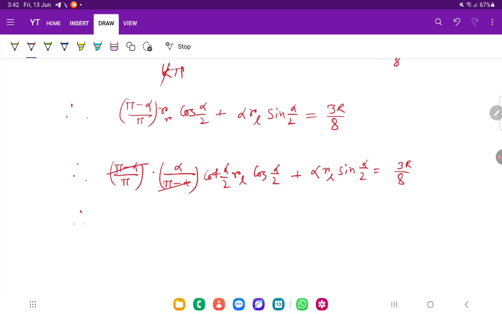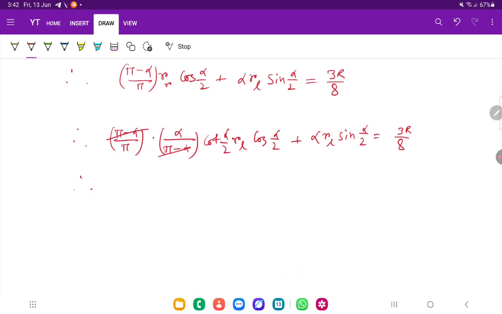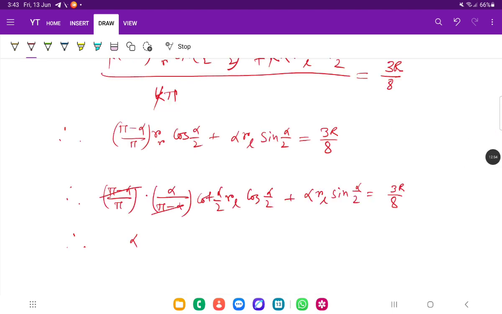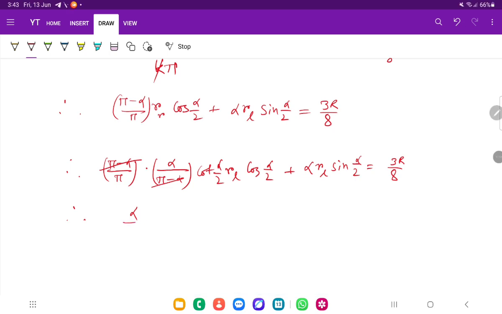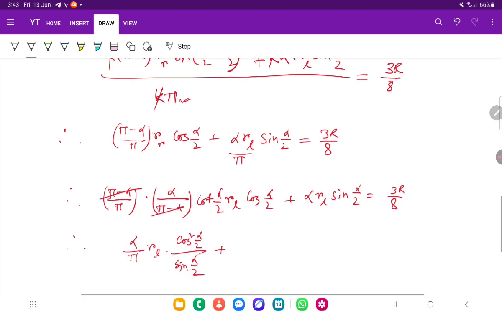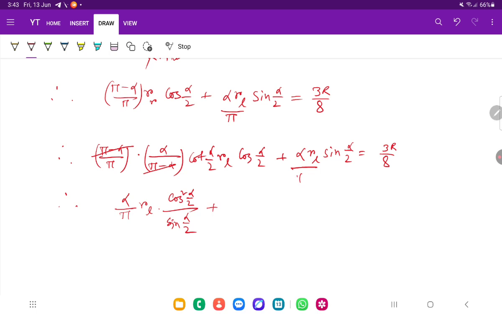Here π − α gets cancelled, and we'll get α. So we'll get α/π RL. If we write cot(α/2) in terms of cos and sine, we will write cos square α/2 upon sine α/2 plus, oh wait, sorry, I have made a mistake here. This π was in the denominator, right? So I have divided the first term with π but forgot to divide the second term also with π. So here will also be a π in the denominator.